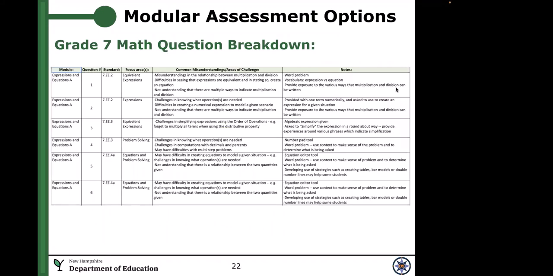This is that document as well. This is just a quick snapshot of that. Again, it tells you which modular we're looking at, which question, standard, focus area, misunderstanding or area of challenge, and some notes about what they're doing in the system. This is all available to you with the resources that you'll be getting tomorrow as well.